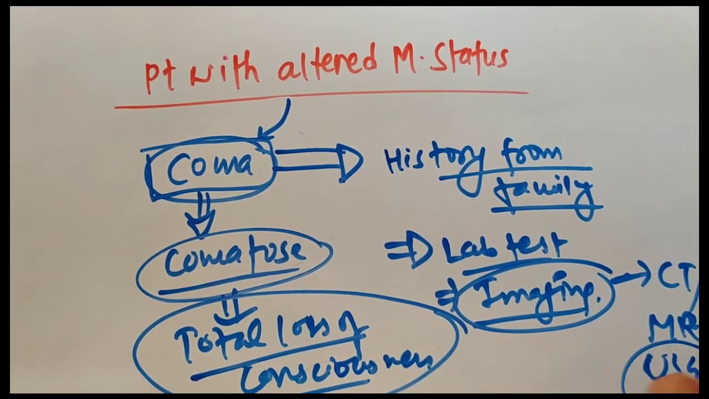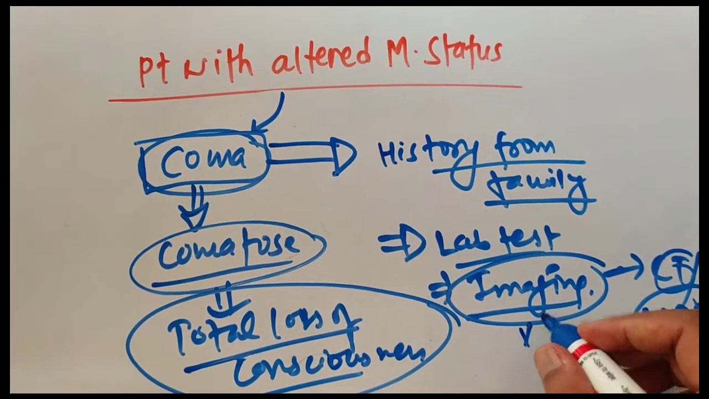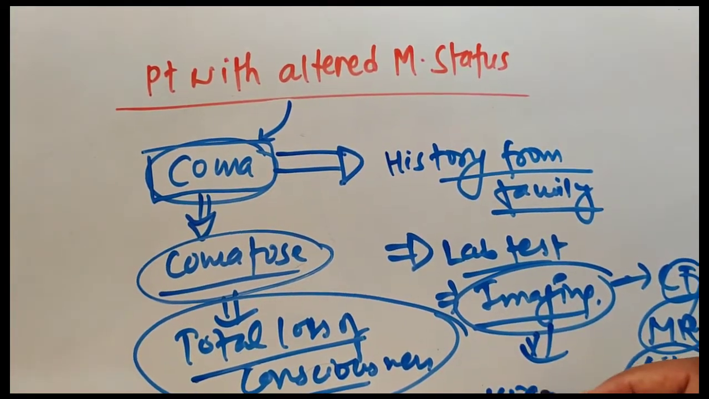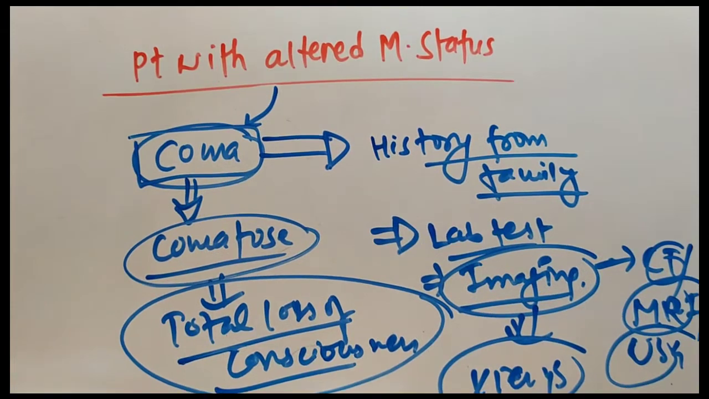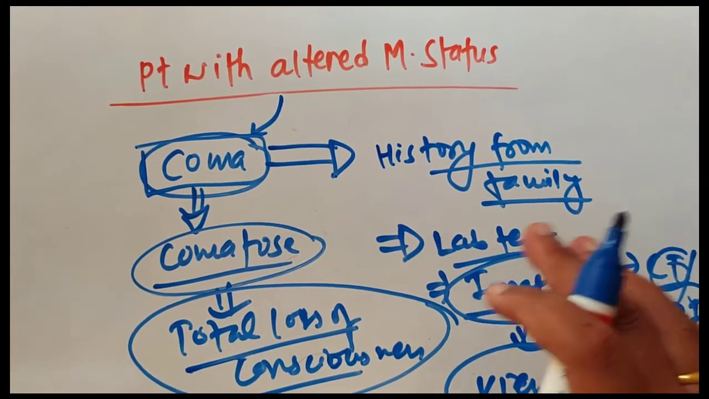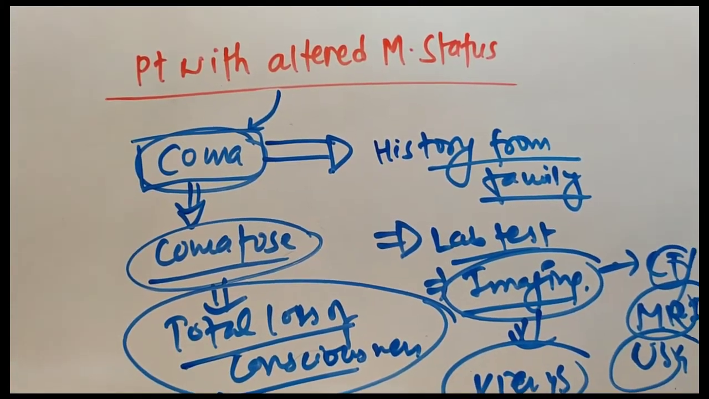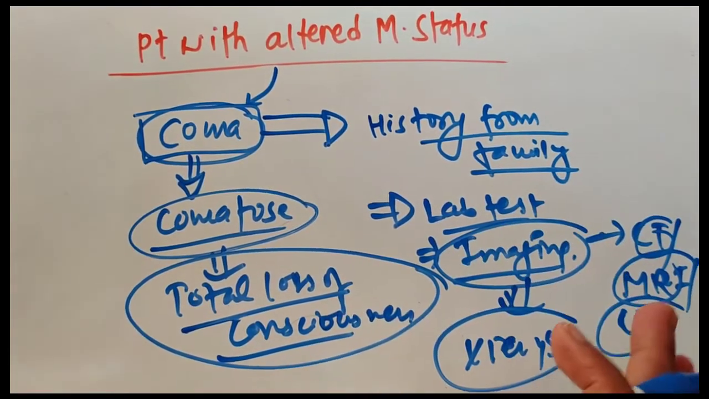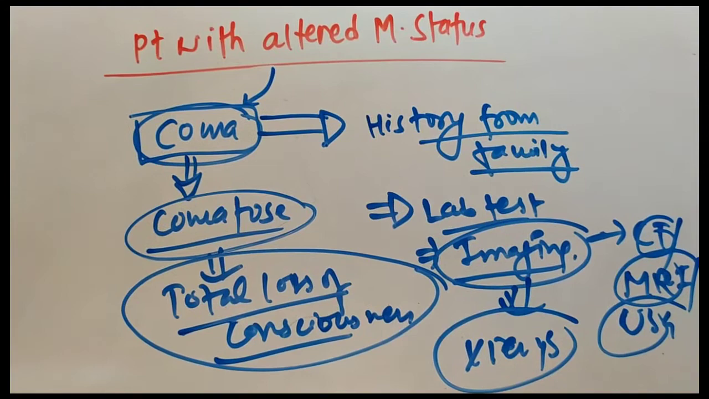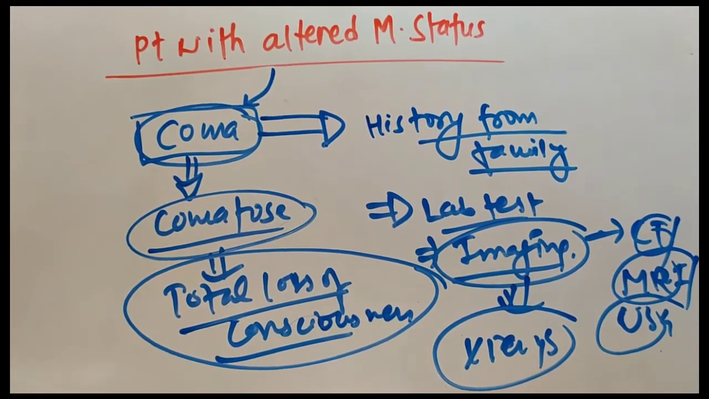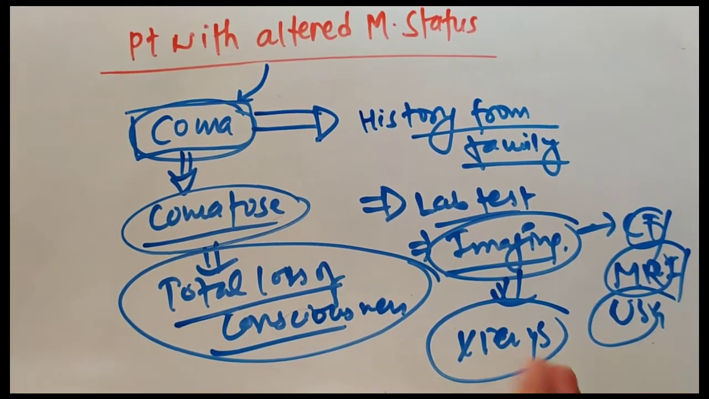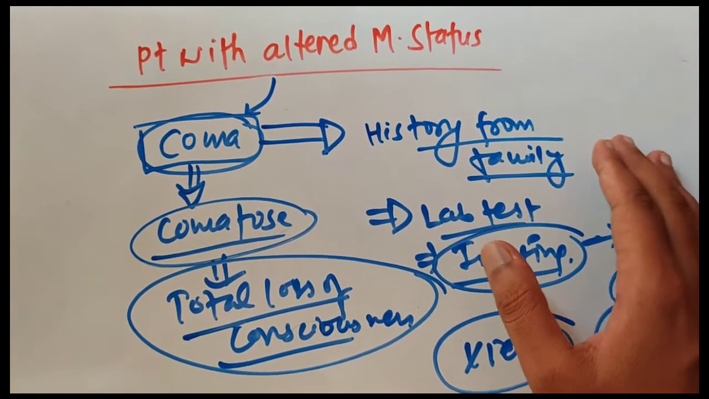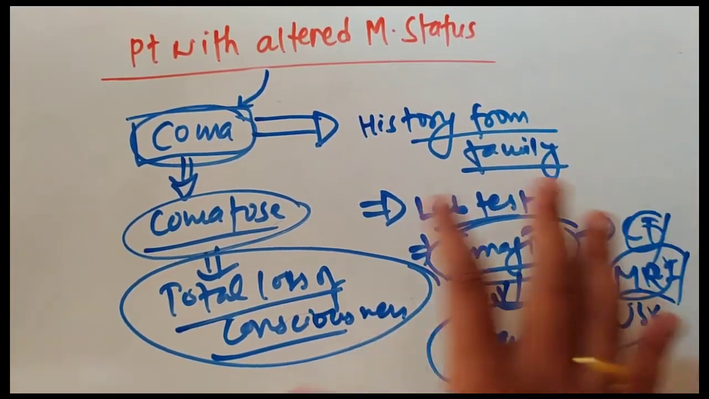ultrasonography, or X-rays. So there can be a need of imaging tests and lab tests. The lab tests are the tests that are run on the blood or the urine. These are the things that should be done in the patient. If the patient is comatose, it means the patient will not tell us anything. So the history should be taken from the family and these tests should be done.